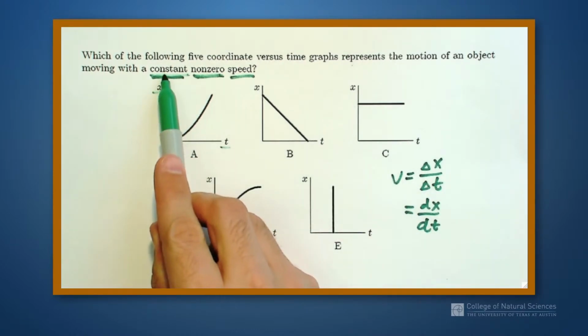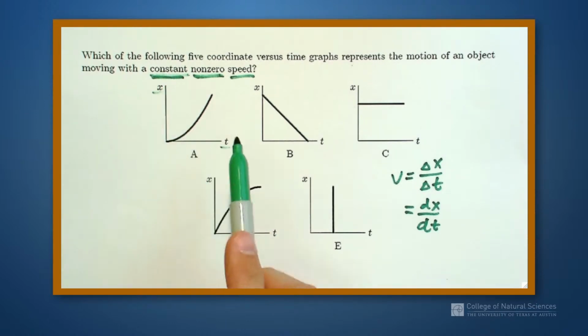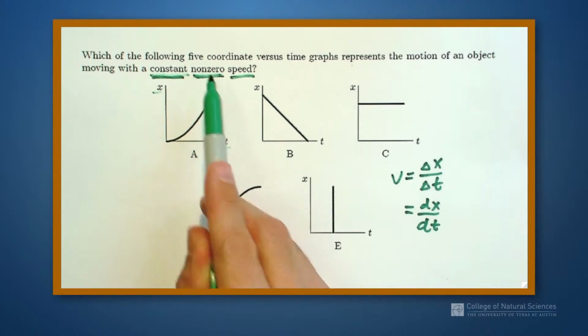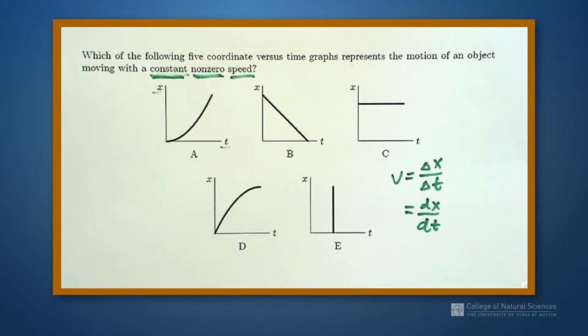Well, they give us the information that the slope of the position versus time graph, which is what we have, is non-zero, but it's constant. So that means the slope has to be not equal to 0 and can't be changing.